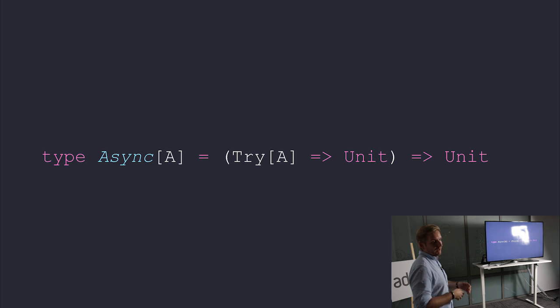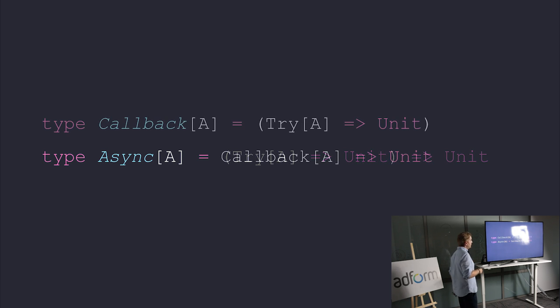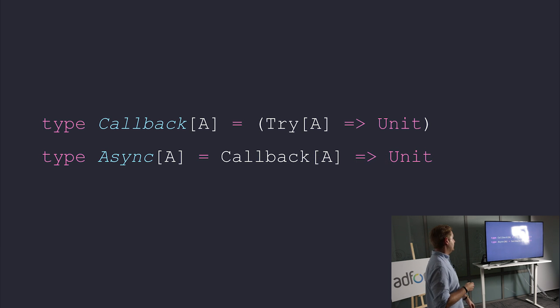I know this looks ugly. You have two functions, two units, but asynchronous processing is actually ugly. So it might be easier to digest if you look at it this way. Asynchronous processing is actually a function that takes a callback as an argument. The callback is how the result will be returned to you. And it doesn't return anything because this just happens on the side, right? And we have this Try inside the callback because we want to handle errors, and this is the usual way in Scala to do that.